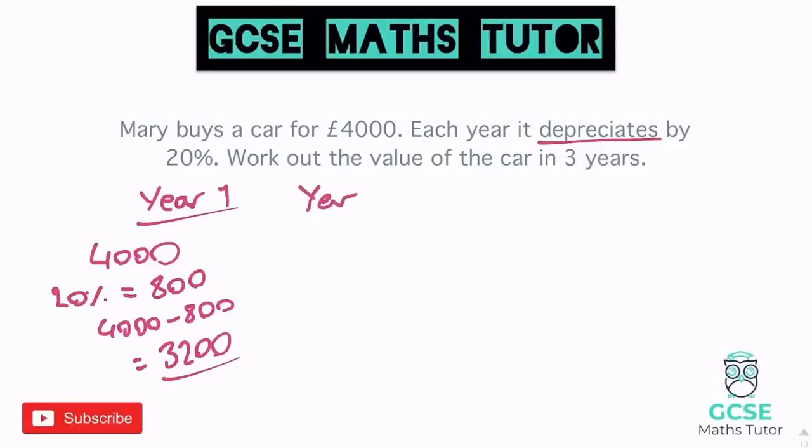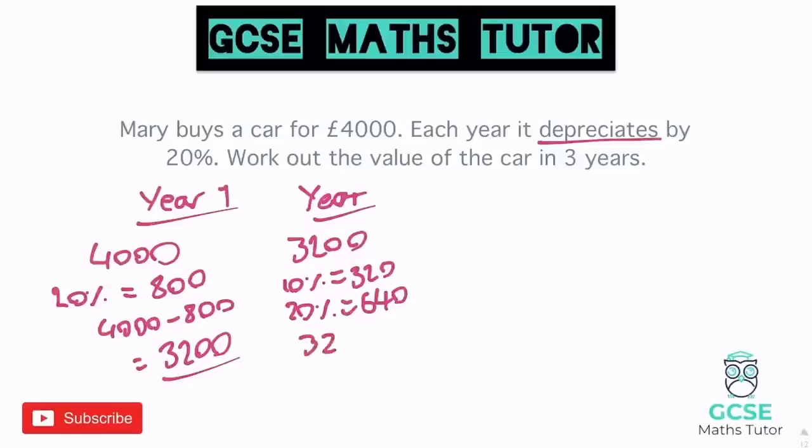Now in the second year, it's worth 3,200. 10% of that is 320. 20% of that is double that, 640. And we could subtract 640. So 3,200 take away 640 will leave us with our answer for the final year. Take away 640 there, gives us 2,560.